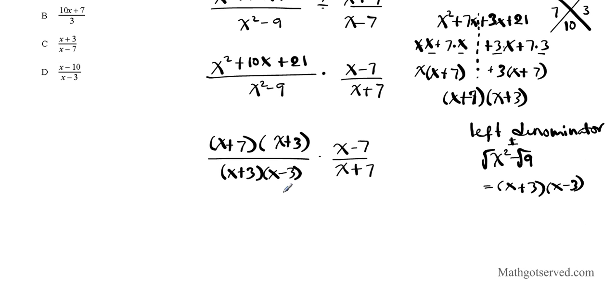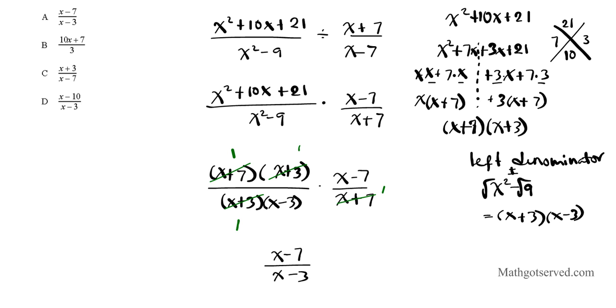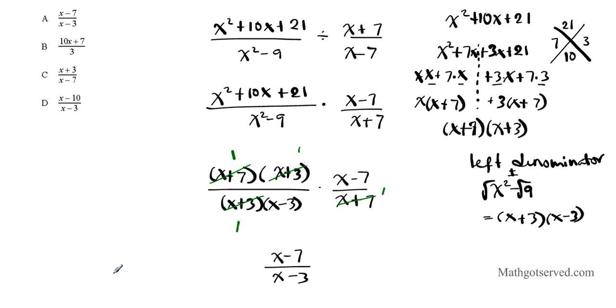Please divide out. The x plus 7 divides out, so you're left with x minus 7 over x minus 3. Okay, so the answer to question 14 is A. Okay, the answer is A.